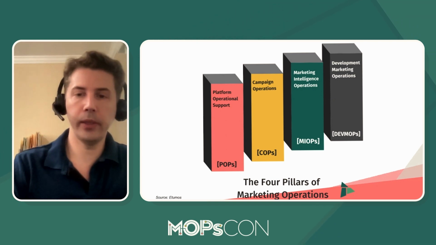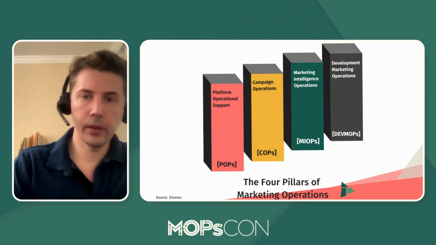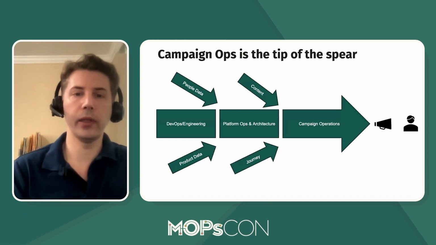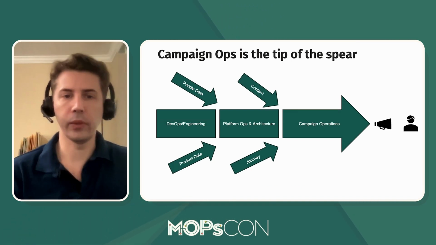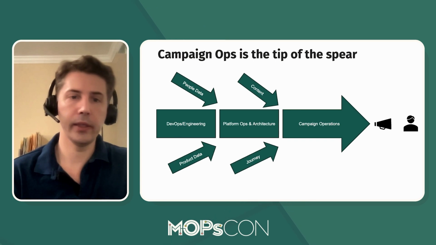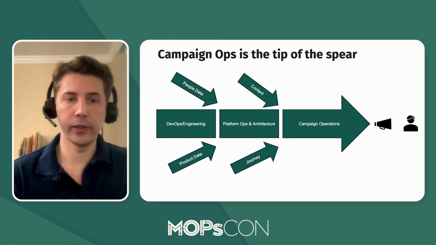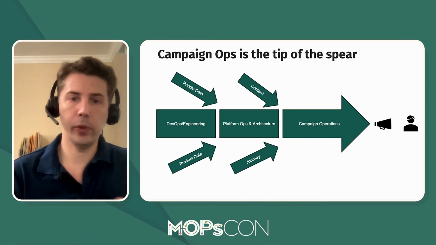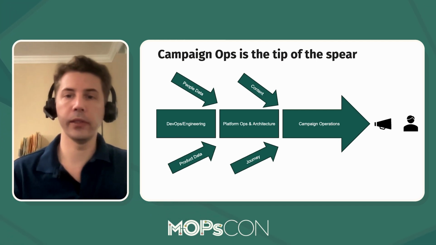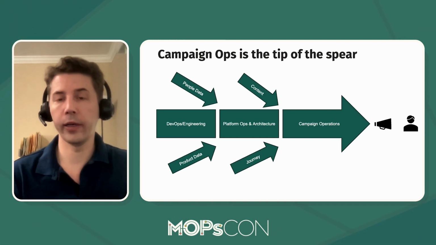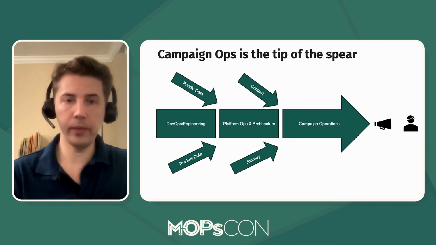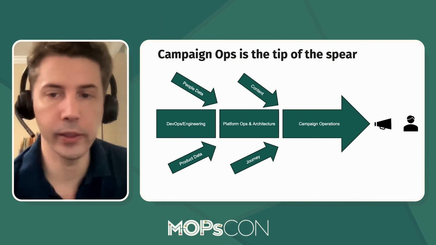And if we think about campaign production, it's actually the tip of the spear, the last mile of all of this work everyone's doing. So you have people, data, content, marketers, journeys, engineering, platform, and it's all driving toward getting the message out in the marketplace to where your audience is. Campaign production or campaign operations is really that tip of the spear.